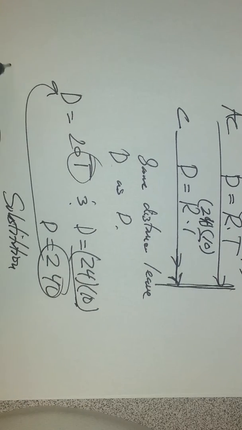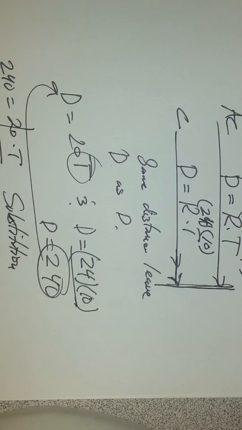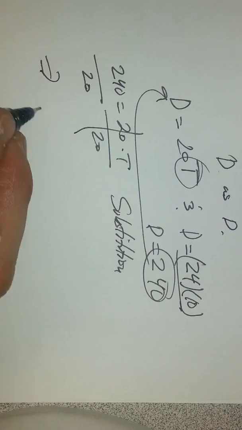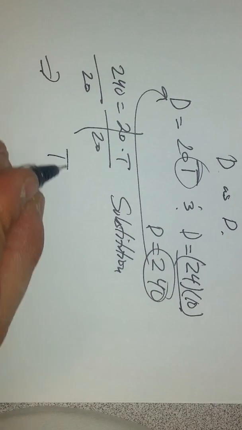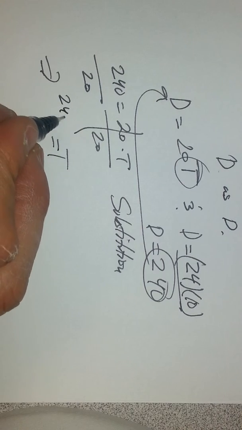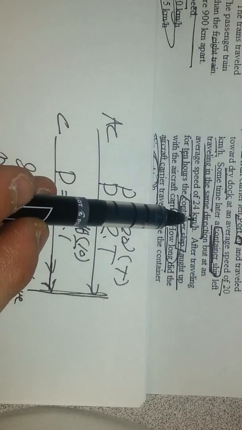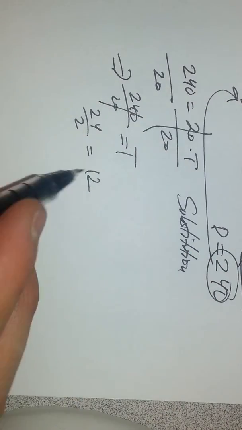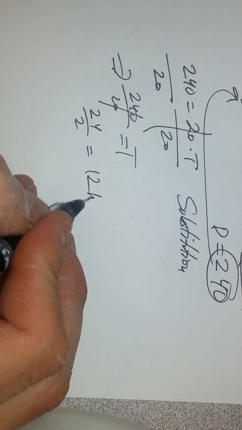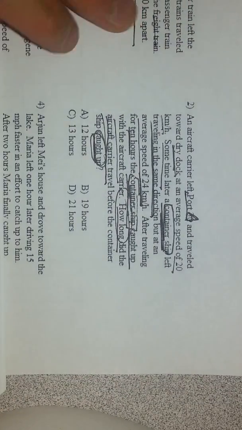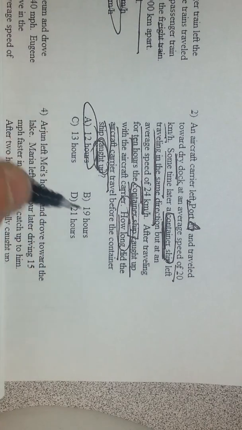So we plug in D, so this is 240 equals 20 times T, divided by 20, cancel, and this means that T is equal to 240 over 20, cancel the zeros, which is 24 over 2, which is just 12. And the units, because it's in kilometers per hour, the units of time must be in hours. And now, let's check our work. And is there a 12? And we got money. The answer is A.